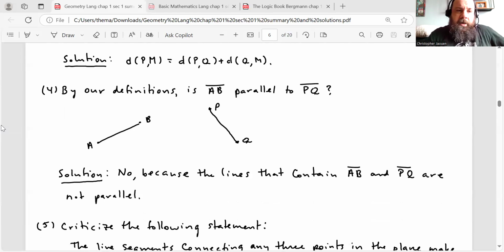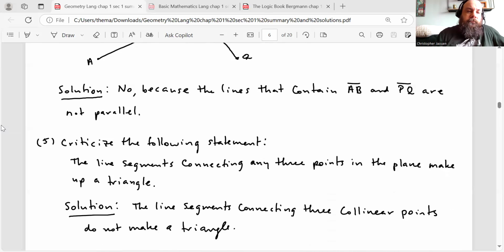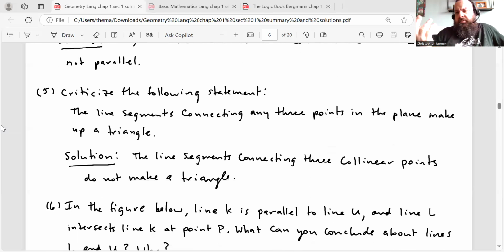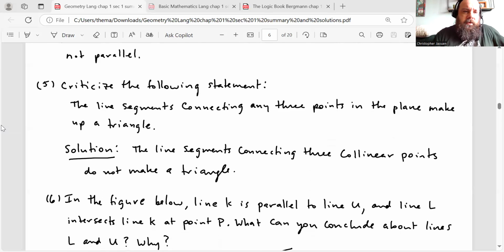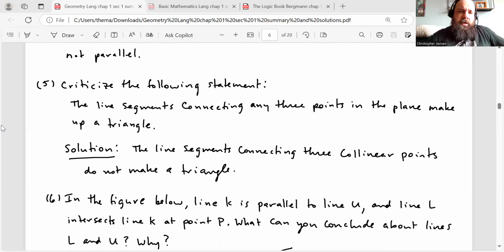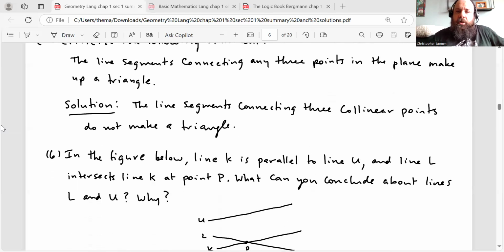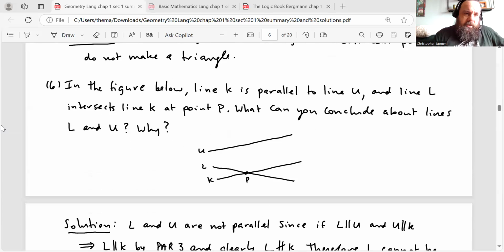All right, question four, by our definitions, is the line segment AB parallel to the line segment PQ? The answer is no, because the lines that contain AB and PQ are not parallel. So here, we're just using the definitions that were gone over in the chapter. Question five, criticize the following statement. The line segments connecting any 3 points in the plane make up a triangle. And here's my solution. The line segments connecting three collinear points do not make a triangle. So that's the criticism.